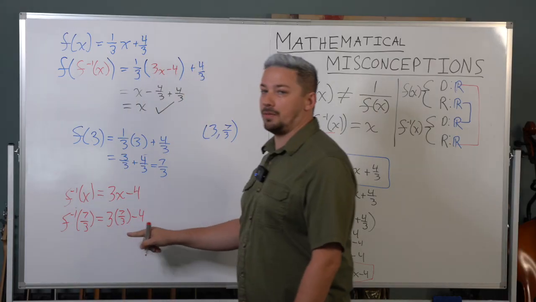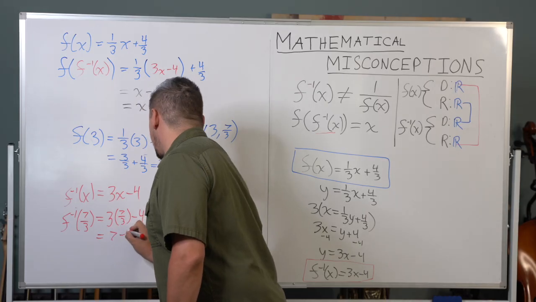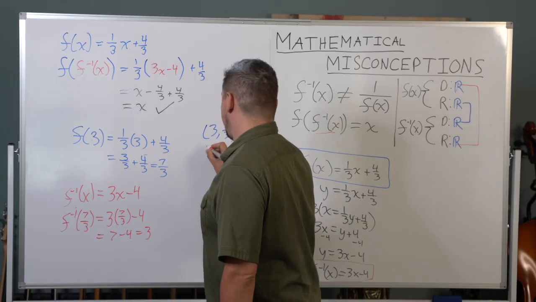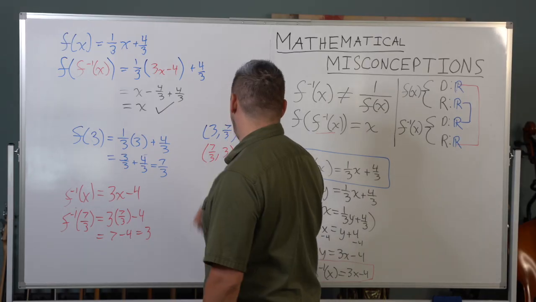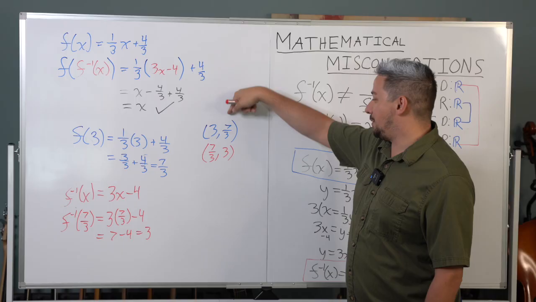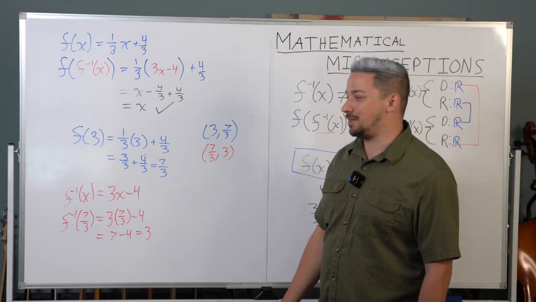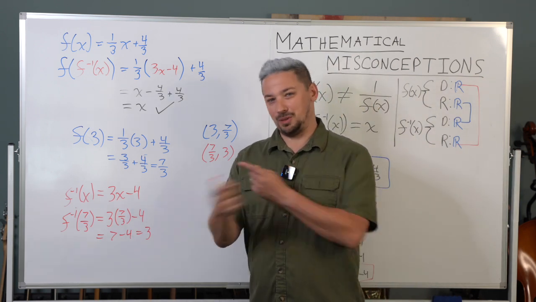Now, 3 times 7 over 3 is just going to cancel the 3's, so we are left with 7 minus 4, which is equal to 3. So that means for our input of 7 over 3, we do in fact have an output of 3. So what happens? The input becomes the output, and the output becomes the input. And that's how you can clearly identify whether you have an inverse function or not. X's and Y's trade places.